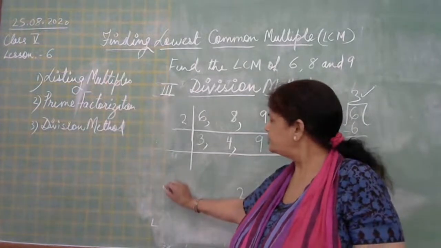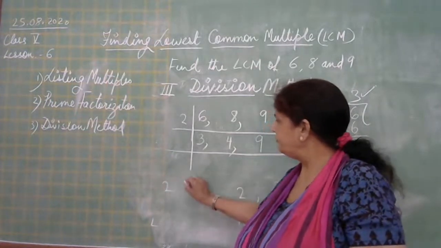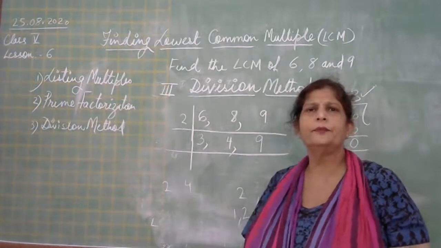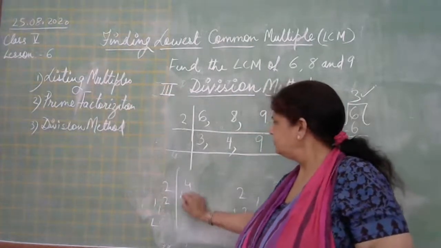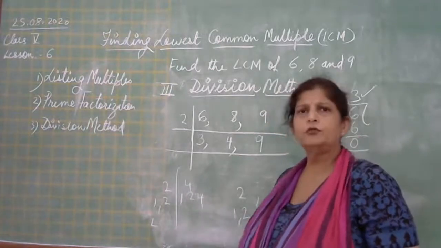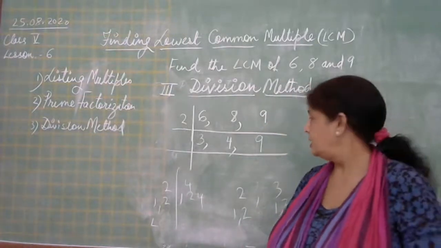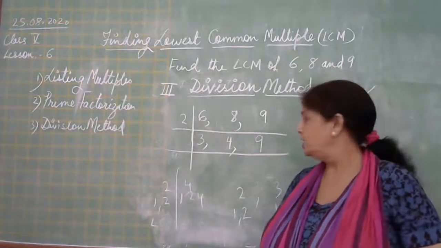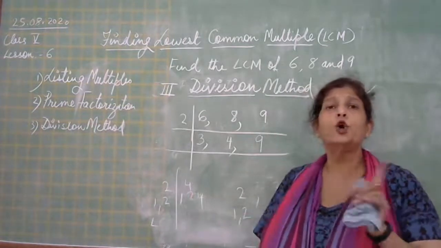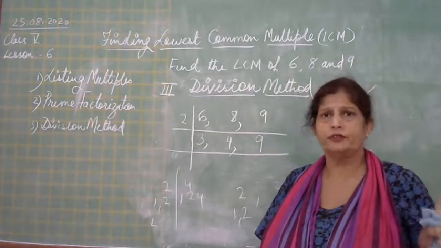Now, suppose you are taking 2 and 4. Are they co-prime, children? The factors of 2 are 1, 2. The factors of 4 are 1, 2, 4. What is common? Here 1 is common, 2 is also common. So children, 2 and 4 are not co-prime. They are not co-prime, right?